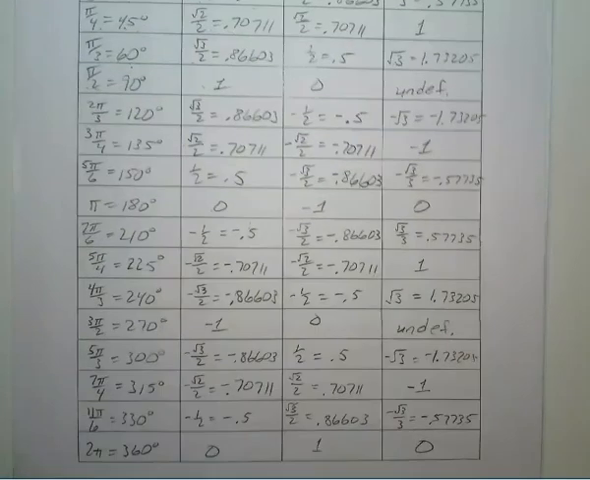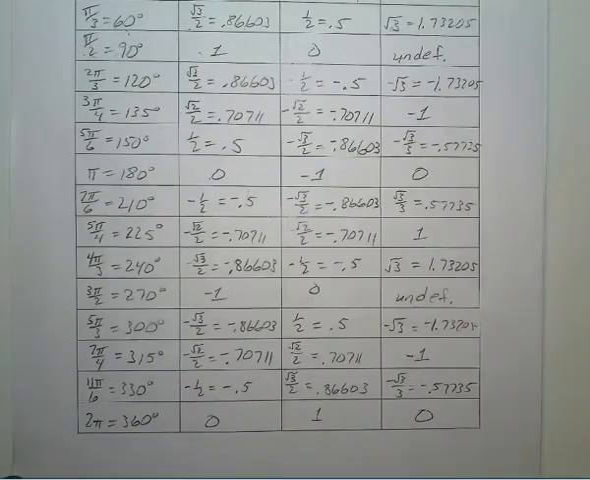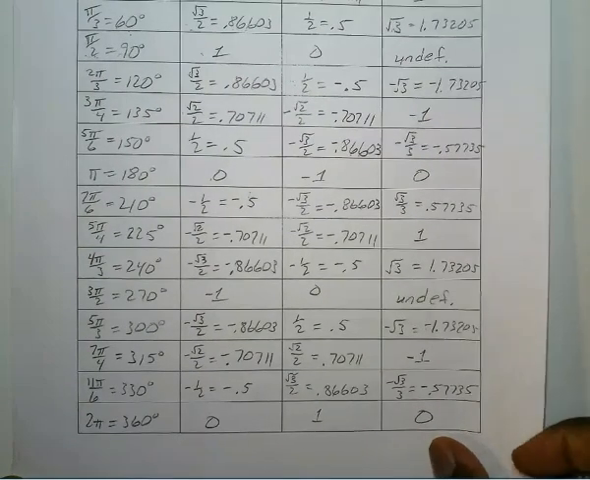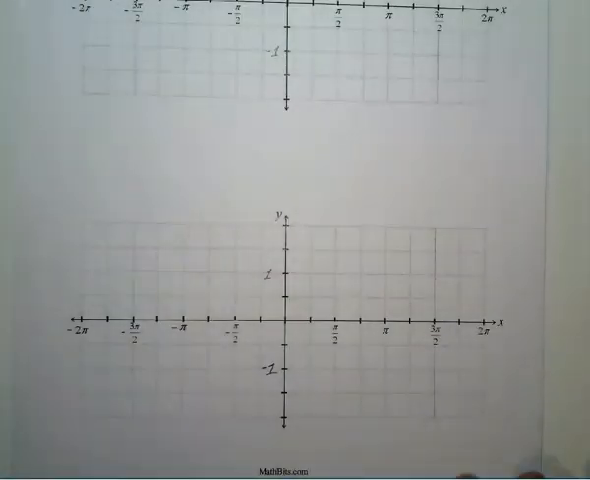I have this all the way down to 2 pi. Again, you don't have to write this down or memorize it. I was just showing you that each of those values, the square root of 2 over 2s, the square root of 3 over 2s, all have decimal approximations. And that's what we're going to use to graph. So we're going to move on to our first graph.